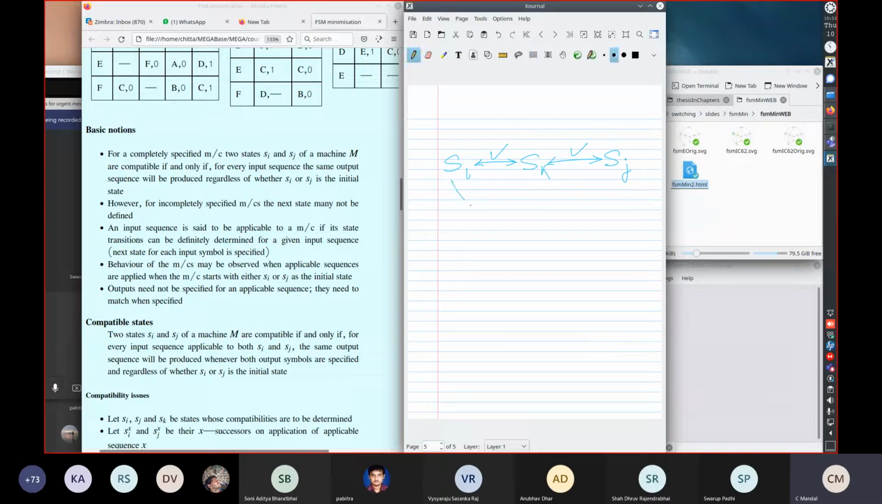So SI and SJ may not be compatible, but it is possible that SK and SI are compatible and SK and SJ are compatible. So this compatibility, as you can see, is a richer notion than equivalence. All right, it's a richer notion than equivalence.